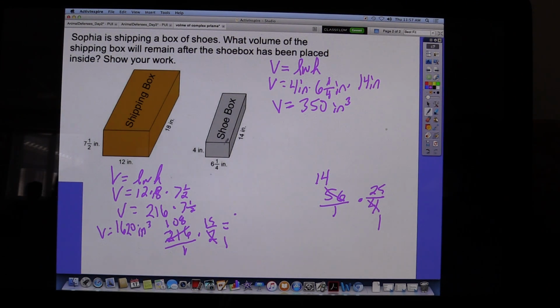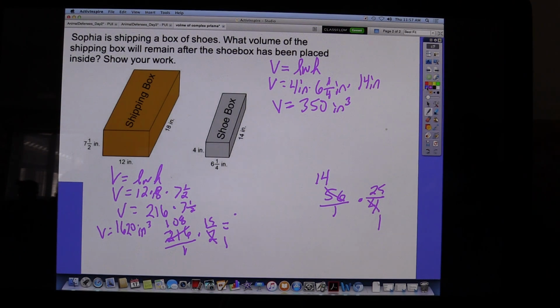Now, I know it says show the work, and I'm using my calculator for part of it. When it says show the work, I'm looking at what your formula is and how you set up this type of problem. I'm not looking for every single little thing worked out. Now, I just have to say 1,620 inches cubed, subtract 350 inches cubed, and it will tell me what volume is left over.